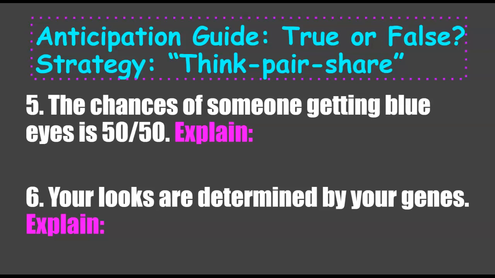So 5 says the chances of someone getting blue eyes is 50-50. True or false on the left-hand side. And number 6, your looks are determined by your genes. True or false on the left-hand side. Flip back to the notes.